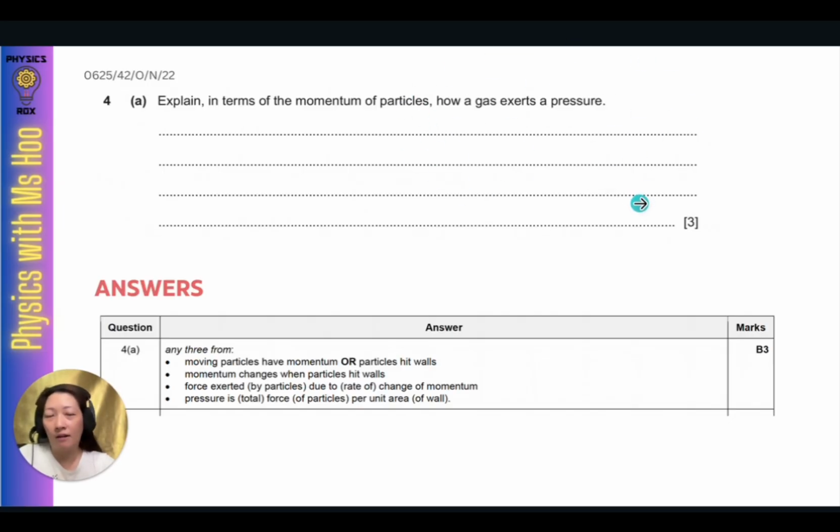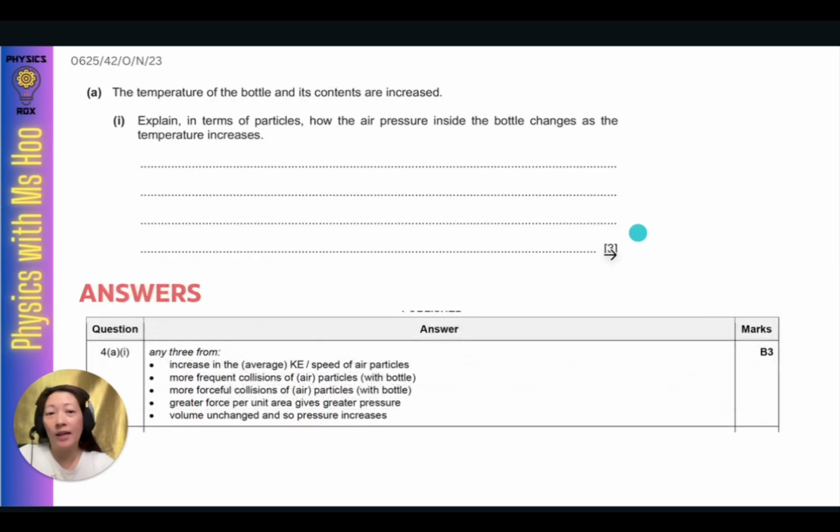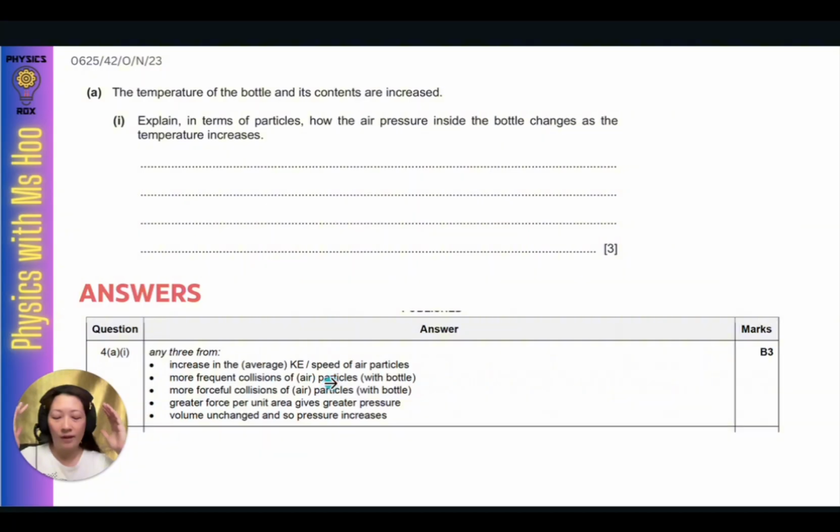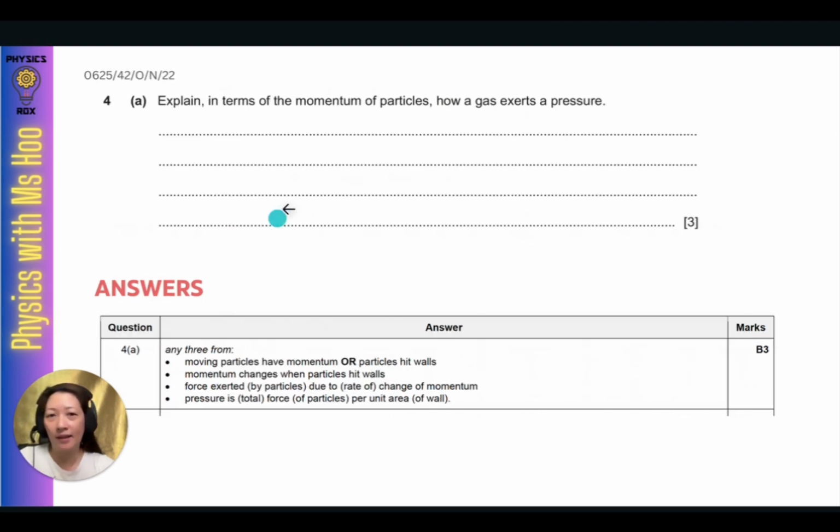I find that a lot of students tend to answer this question, which is asking in general how gas exerts a pressure, using this kind of answer because this seems to be a lot easier for most students to understand. They understand, oh, when there's a change in temperature, there's a change in pressure. So they tend to talk about temperature and pressure. But you can see in the previous question, this has nothing to do with temperature.